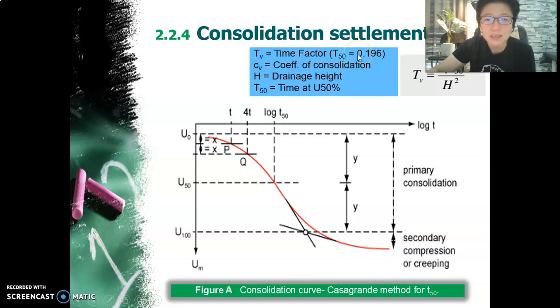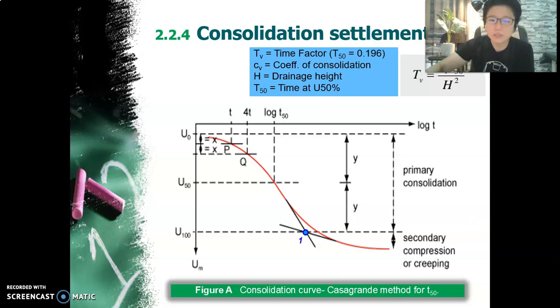If you don't know, you can calculate. There's a formula to it as well. It's 0.196. And H is the drainage height, and T50 is the time for 50% of your consolidation to take place. So this is a graph. How do you determine T50 if you want to use the formula?